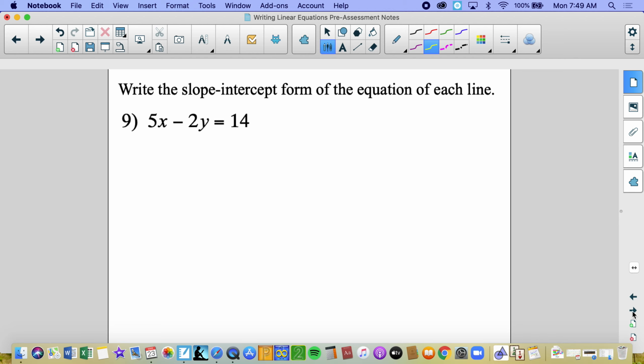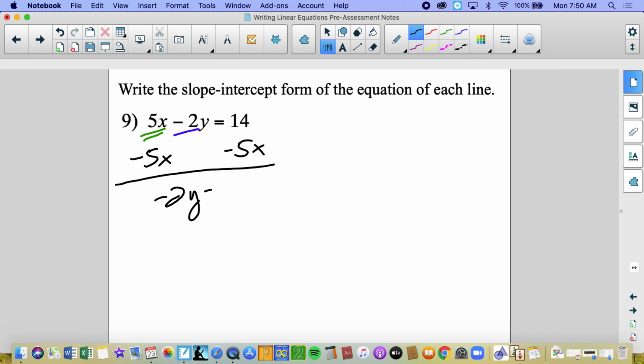Now we've got a little bit more going on here. So we've got something being added and subtracted, and then we have something being multiplied. So we're going to get rid of that 5x by subtracting 5x. The inverse of adding 5x is subtracting 5x. That leaves me with -2y equals -5x plus 14. We have to get rid of the -2. The -2 is multiplying, so we have to divide by -2.